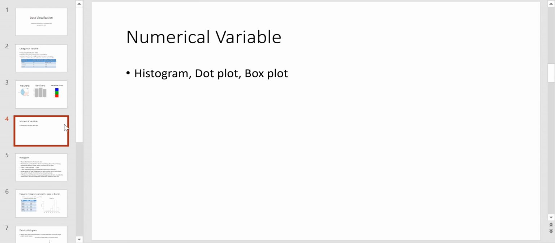Now we could move on to numerical variables. And for this, I'm going to pause and create a new video. So this will be part 2 of graphical summaries of data. We'll continue from here.